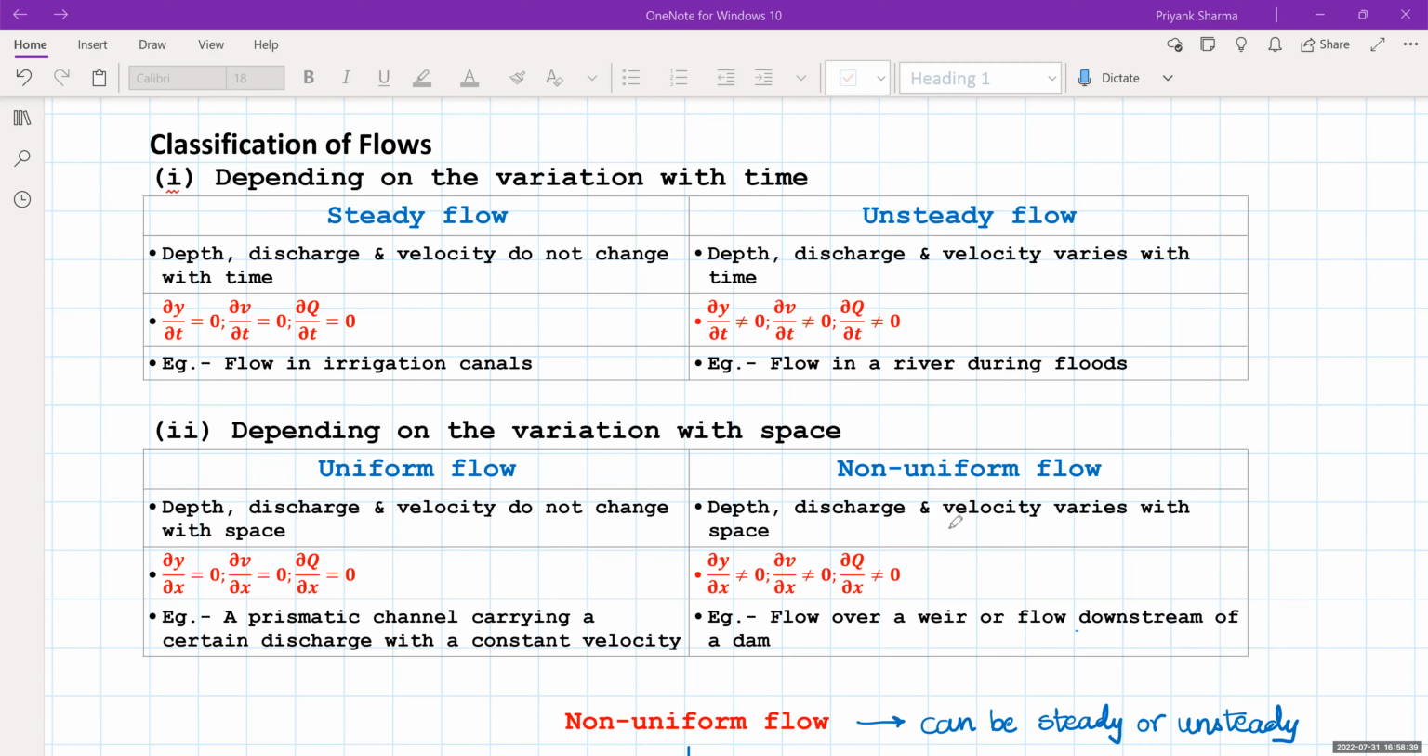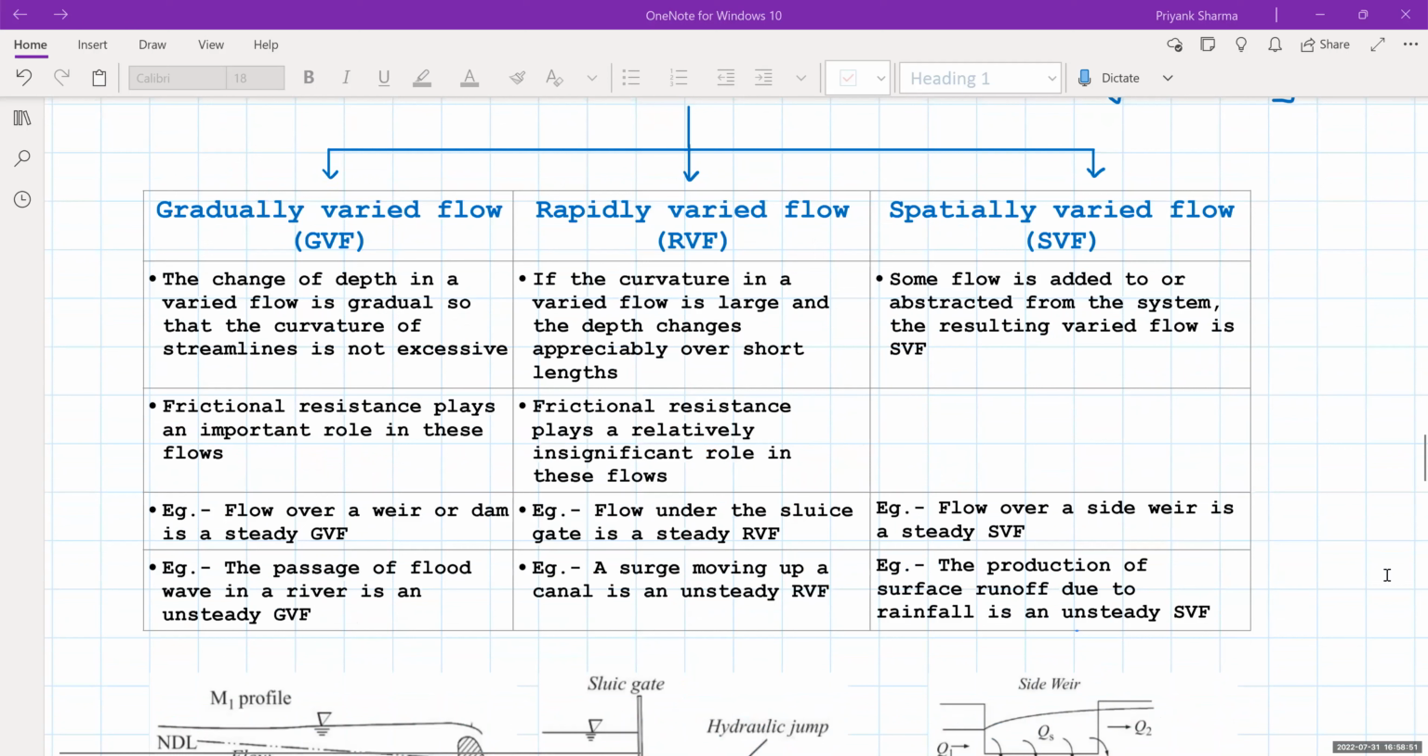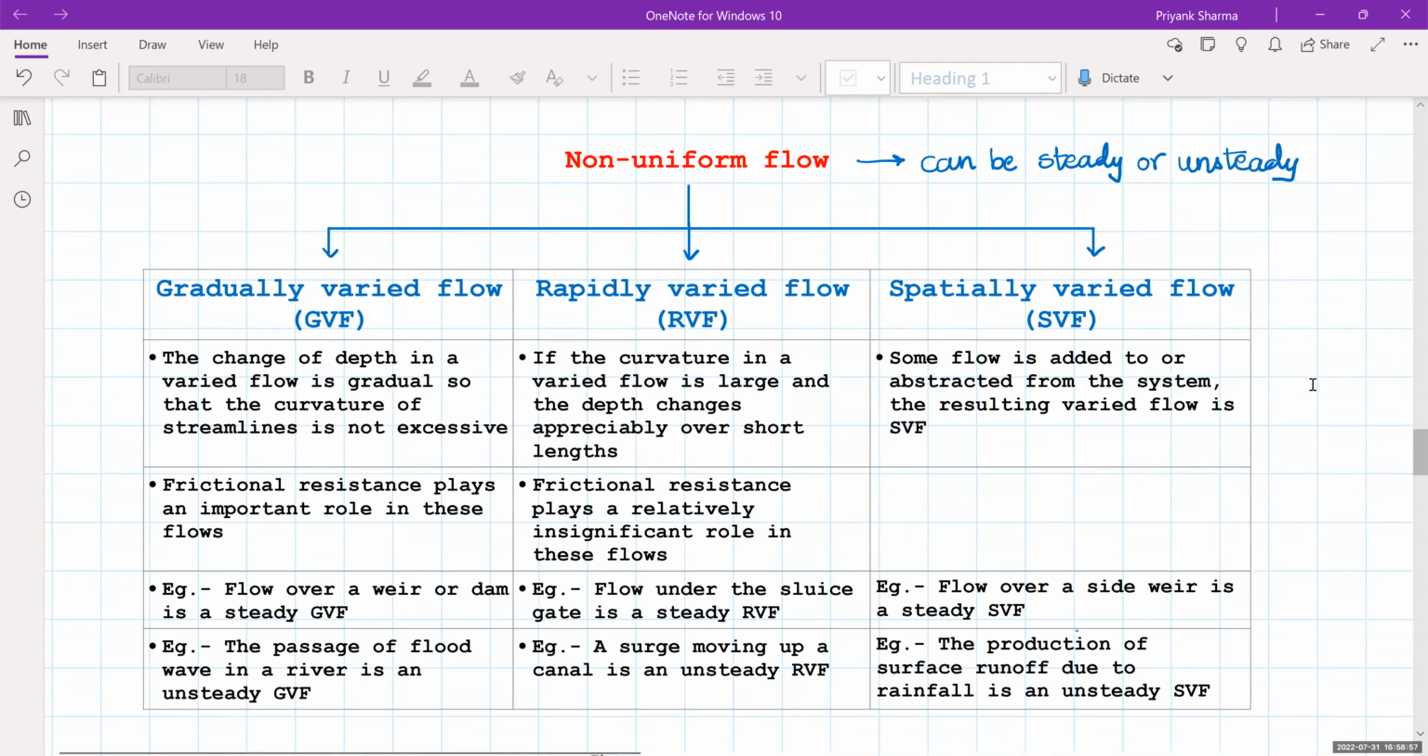Now these non-uniform flows can be steady or unsteady. That is another part which we'll be discussing further. So we'll again classify the non-uniform flow. Your non-uniform flow can be classified into three categories. Now, as discussed, it can be either steady or unsteady flow. That is a different case.